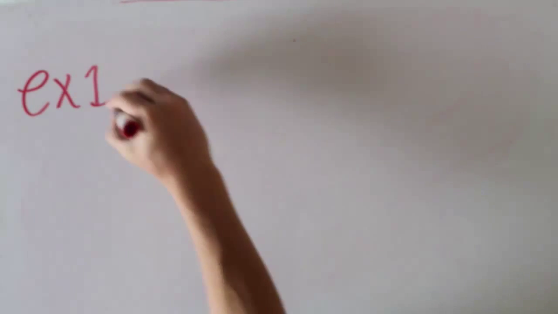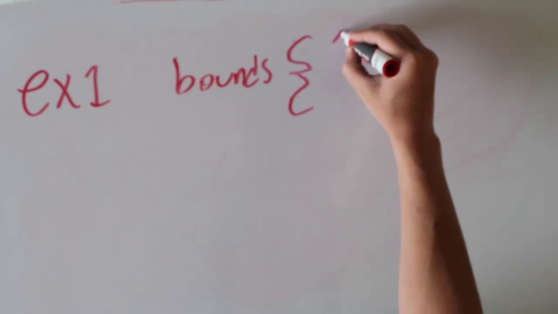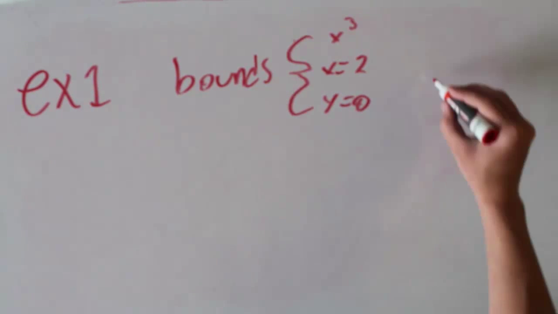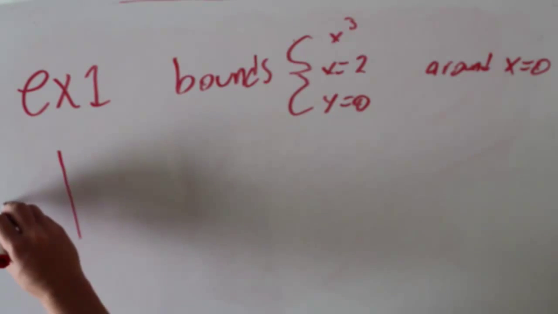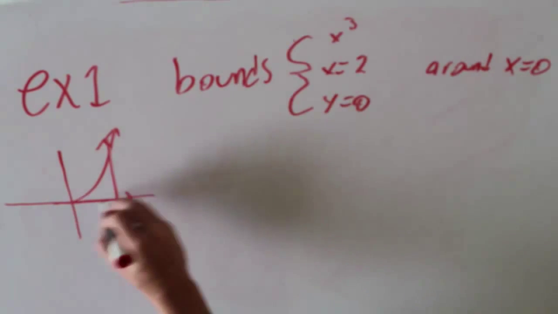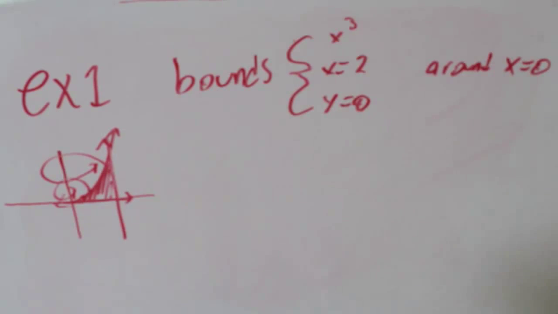Example 1. What is the volume of an object created by rotating the plane bounded by x to the third, x equals 2, and the x-axis around the y-axis? Let's start with a sketch to help you understand what you're trying to find. So that's x to the third, that's x equals 2, and that's y equals 0. The area in between rotated around that axis there.